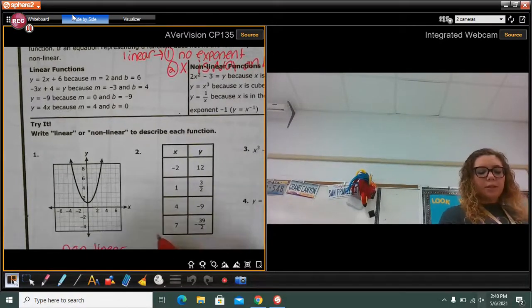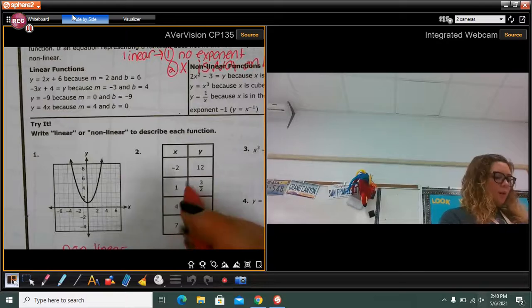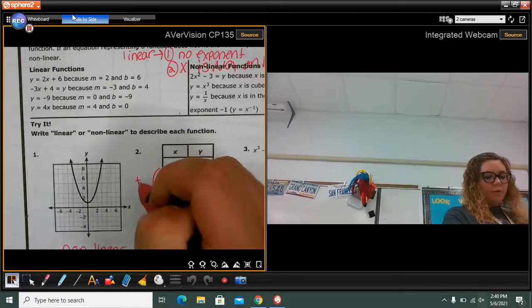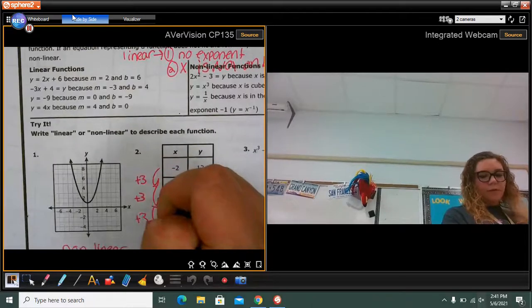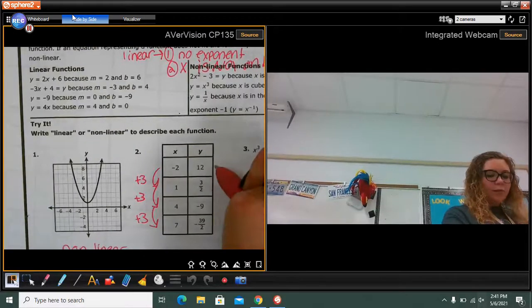Okay, let's look at this one. Negative 2 to 1, I'm adding 3. 1 to 4, plus 3. 4 to 7, plus 3. Over here, I am subtracting 10.5.